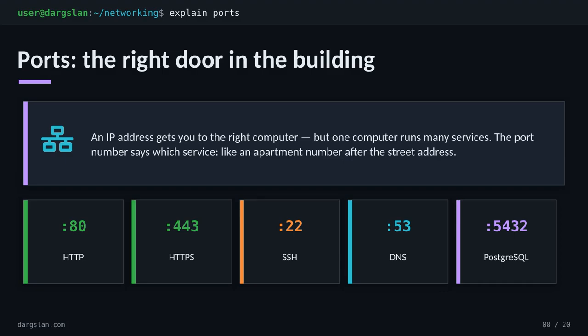But getting to the right machine is only half the story. A single computer might be running a web server, a database, an SSH service, and more, all at once. That's where ports come in. Think of the IP address as the street address of the building and the port number as the apartment inside. Port 80 knocks on HTTP's door, 443 is HTTPS, 22 reaches SSH, 53 talks to DNS, and 5432 connects you to PostgreSQL. Same computer, different doors, different conversations.